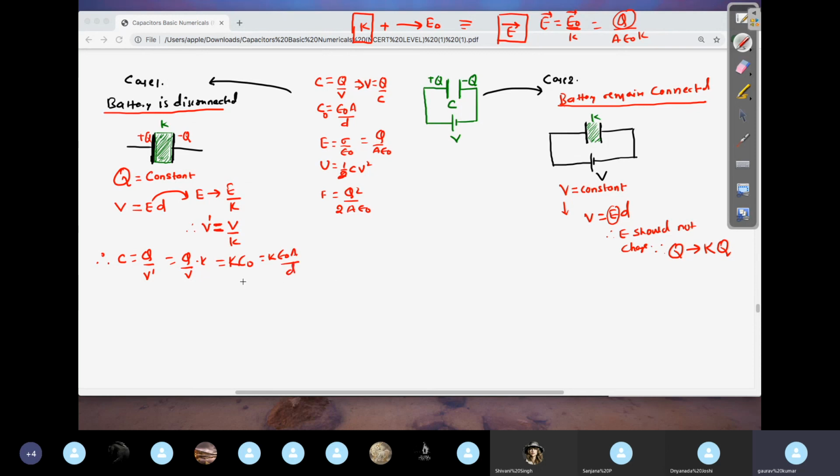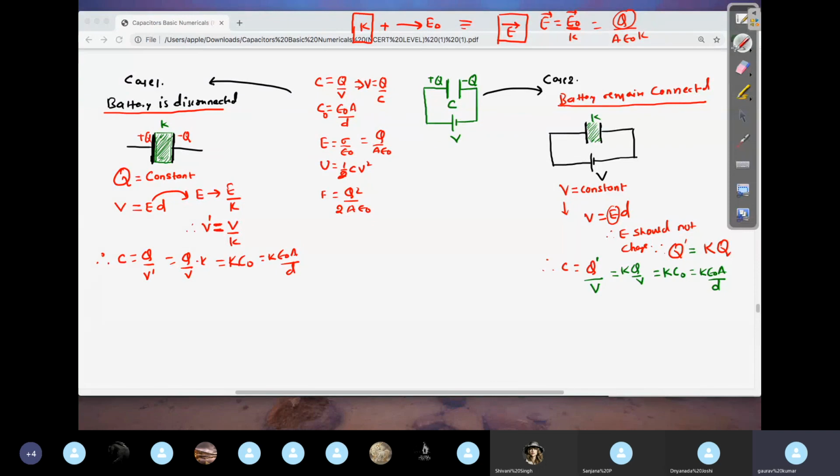In this case, what is C then? C is Q by V. I will say Q, this is then Q prime. New charge is Q prime. C equals Q prime by V. What is Q prime? Q prime is your K into Q by V. This is what? K into C naught. So K into epsilon naught A by D. So in both the cases, your capacitance increases by a factor of K. Capacitance will definitely increase by a factor of K.